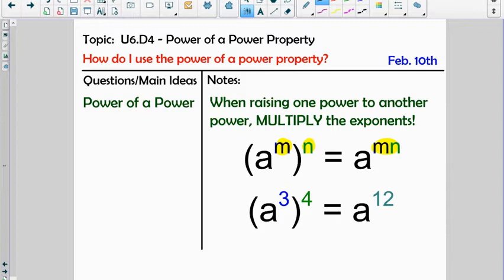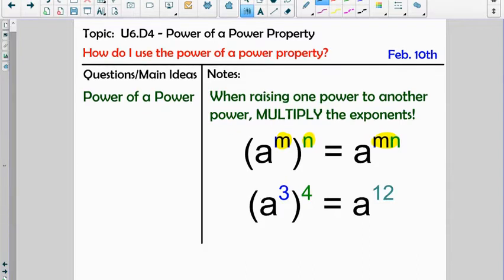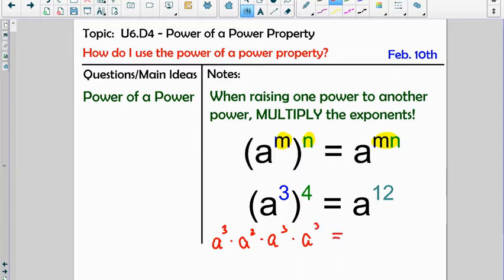Now, why does that work? If we were to look at this in expanded form, when in doubt, write it out, we can write this as a to the 3rd power multiplied by itself 4 times. That's what that 4 on the outside represents. So we're trying to figure out what is a cubed times a cubed times a cubed times a cubed.